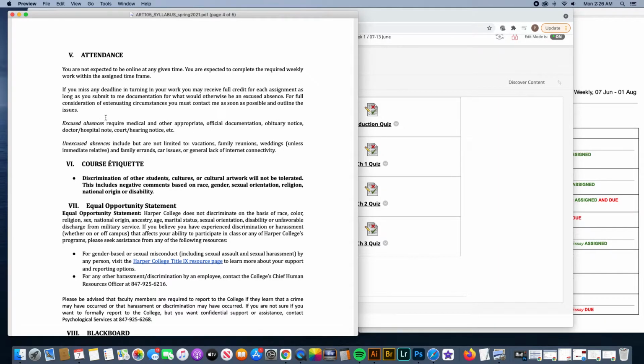But there are unexcused absences, including vacations. This is a summer class, and I know people are going to want to go on trips, but you did sign up for an online class. So make sure if you go on trips with your family that you're getting your work done. Family reunions, weddings, unless it's an immediate relative, but weddings are usually on a Saturday or a Sunday. You will have time through the week. So notify me and I'll suss out whether it's excused or unexcused.